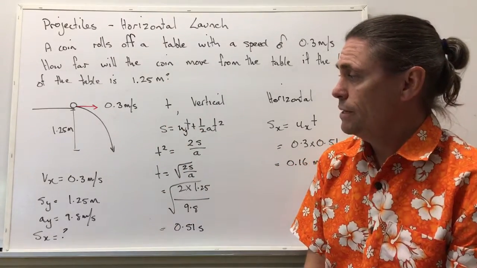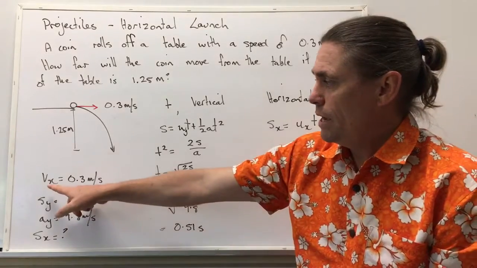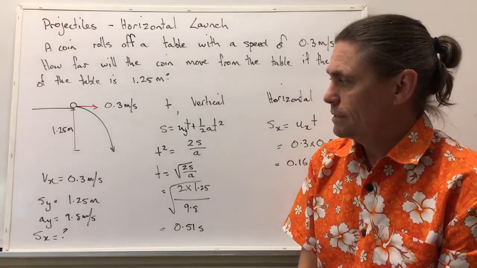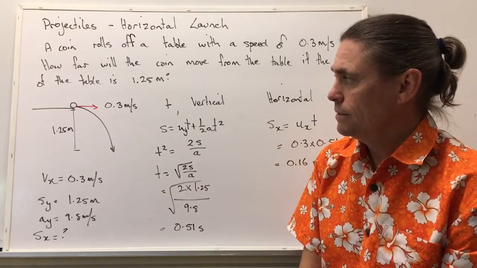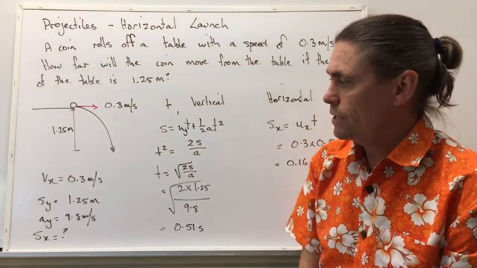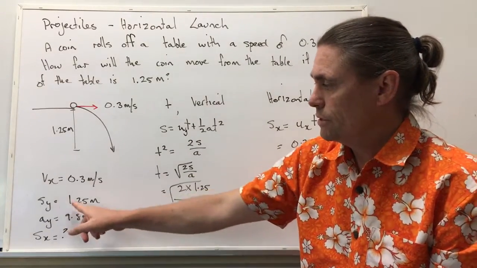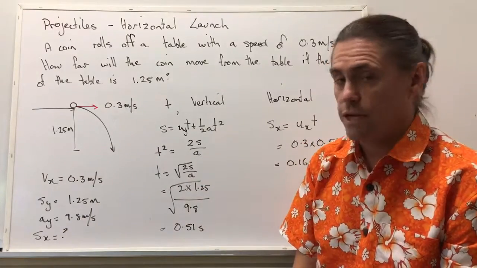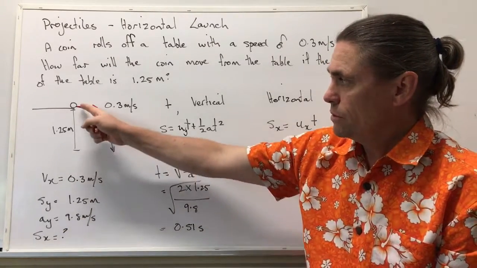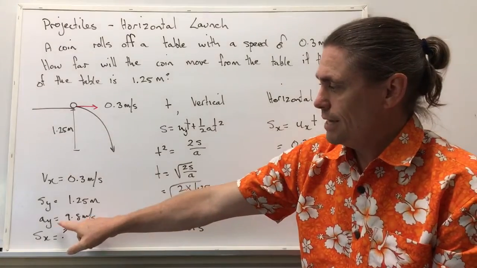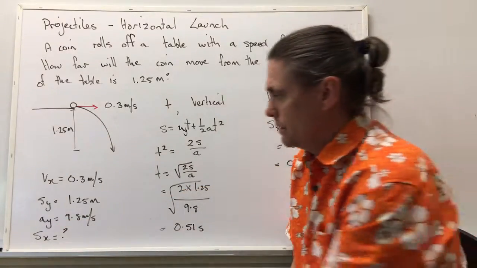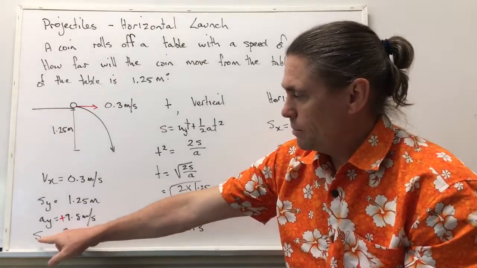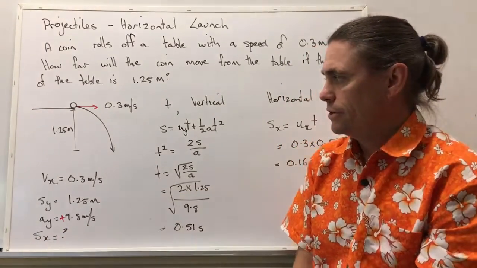Now, things that we know at this point in time, we know our horizontal initial speed, ux, which is also equal to vx, which is equal to 0.3 meters per second. We also know our height vertically, in the y direction, of 1.25 meters. We also know our acceleration due to gravity in the y direction. Because our object is moving down, we're going to say that this is in the plus direction down here. And we're asked for the displacement or the distance in the x direction.